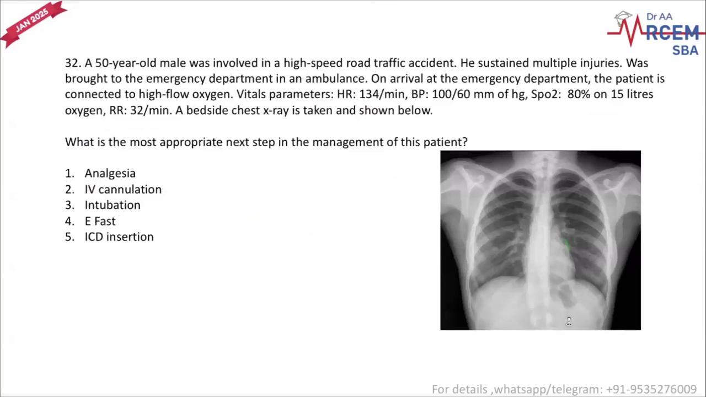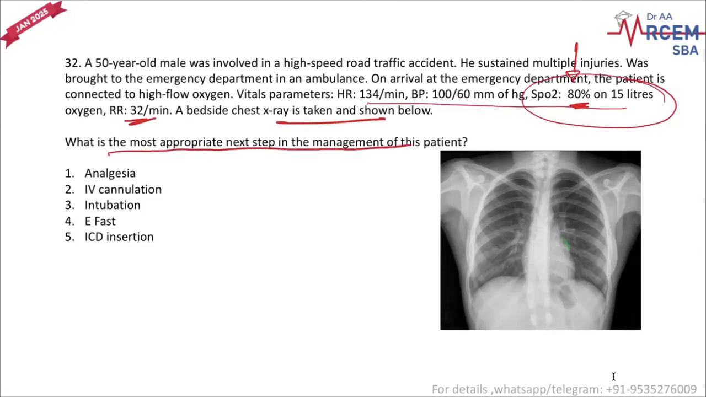A 50 year old male was involved in a high-speed road traffic accident. He sustained multiple injuries and was brought to the ED in an ambulance. On arrival to the ED, the patient is connected to high-flow oxygen. The patient's vital parameters are as follows. Tachycardia is present, and a large amount of oxygen is required to maintain saturation. That is, high-flow oxygen is required to maintain a saturation of 80 only. It is not increasing. There is significant tachypnea also. An X-ray has been given. What is the most appropriate next step in the management of the patient?